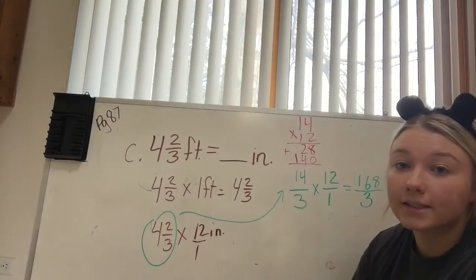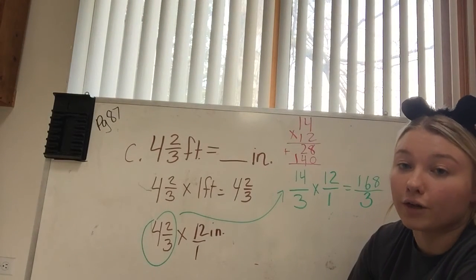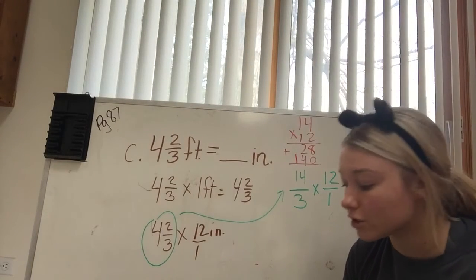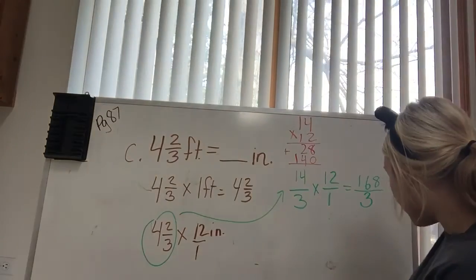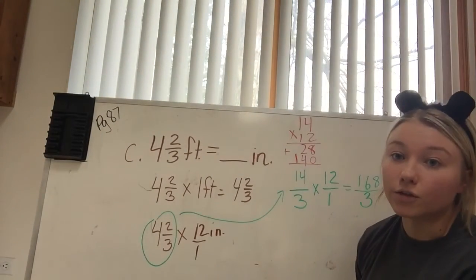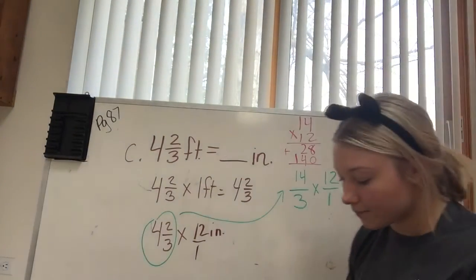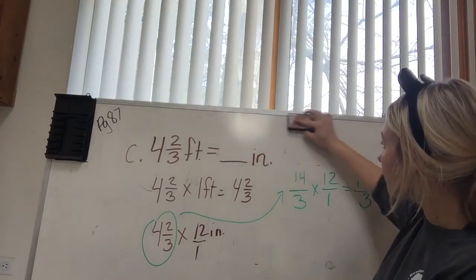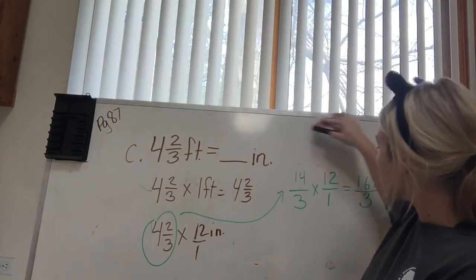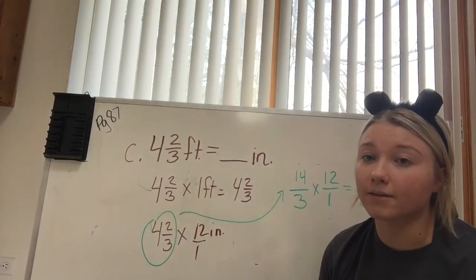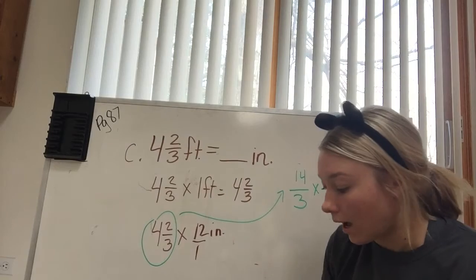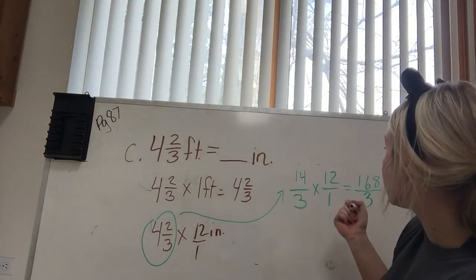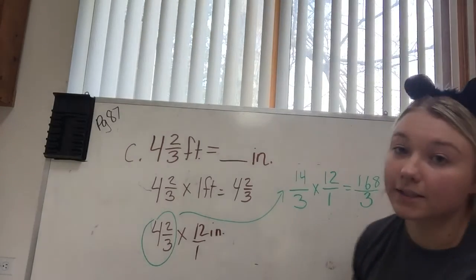So I have 168 over 3, which means that I still have to simplify, okay? I really want you guys to get in the habit of simplifying, which means that we have to do some more work. If we multiplied, to simplify, we know we divide. So 168 divided by 3 will take a really long time, but I'm going to guess and check. I'm looking at 3 and 168.